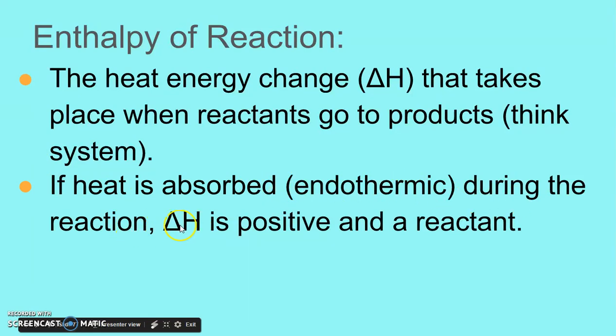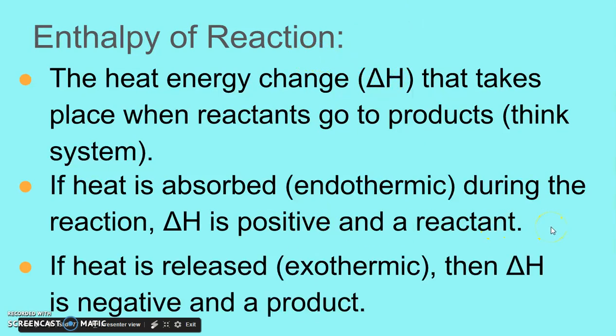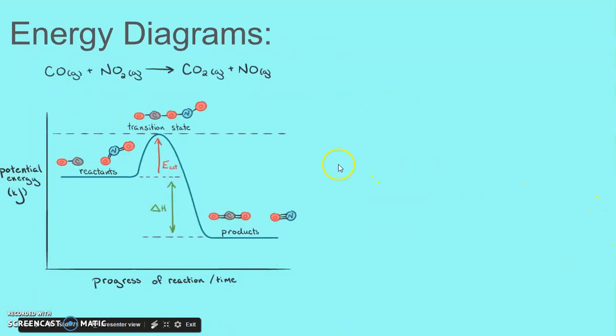during that reaction, the change in H is positive, and so it's going to be a reactant. So you are going to have a positive change in H because you're taking it in, and the heat's going to be a reactant. If heat is being released, that's an exothermic reaction. The change in H is negative because you're losing energy, so it's going to be listed on the product side. So that's a way to identify them, by looking where the energy is at. If it's on the reactant side, it's going to be endothermic. If it's on the product side, it's exothermic.